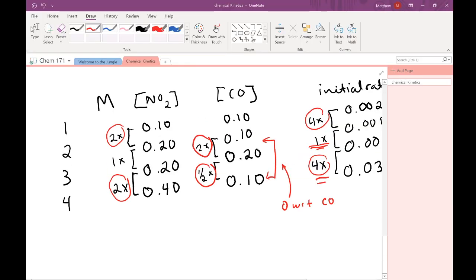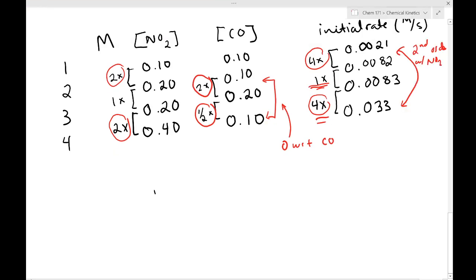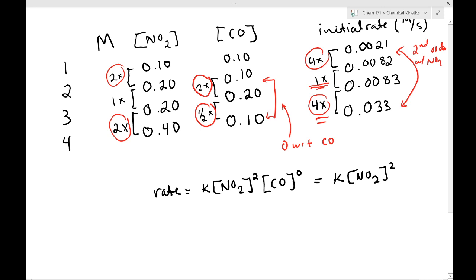I'm going to switch back to black. So we have rate is equal to rate constant multiplied by NO2 raised to the 2 multiplied by carbon monoxide raised to the 0, which is simply just the rate constant multiplied by NO2 raised to the second power. Okay. Our overall reaction order is just the two orders added together, 2 plus 0. So that means that this is a second order reaction.